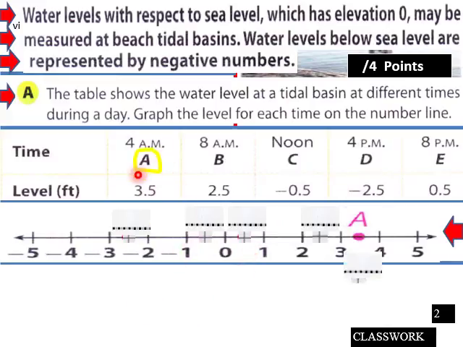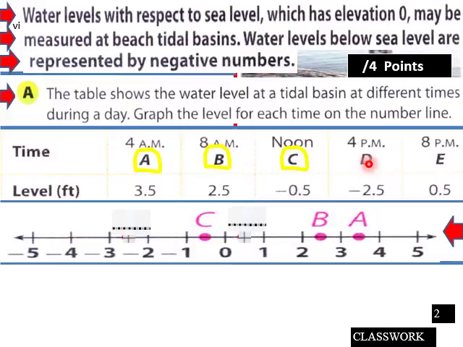A, at 4 a.m., what's at 3.5? That'd be over here, between 3 and 4, yes, is A, 3.5. And then B, where would you graph B at, students? It'd be here, B, 2.5. And then noon would be C, negative 0.5. Would that be over here? It'd be on the negative side, right? To the left of 0. Wouldn't it be there? Yeah, you know it would be there.